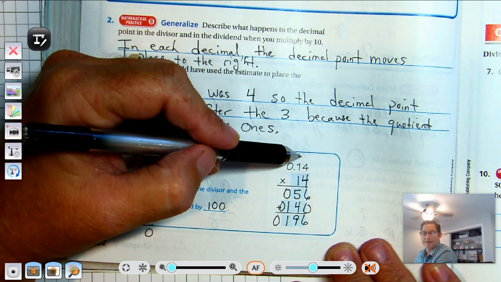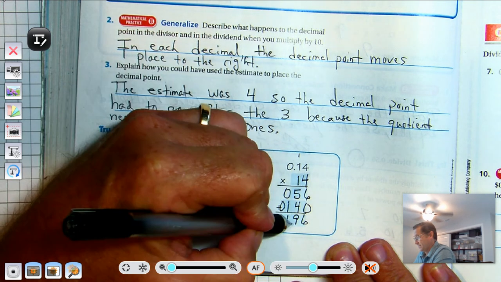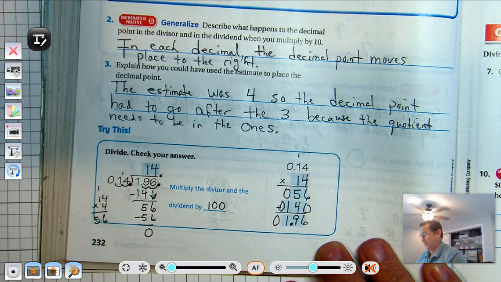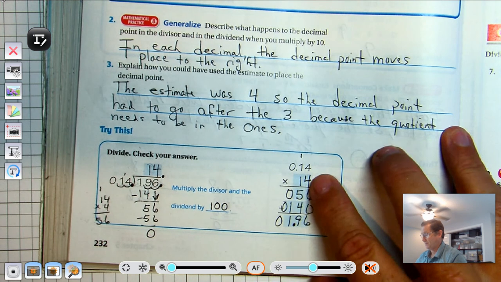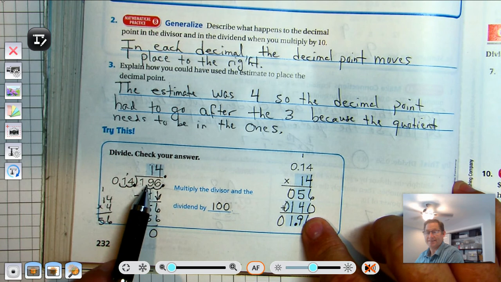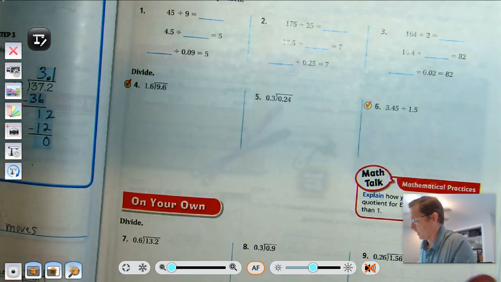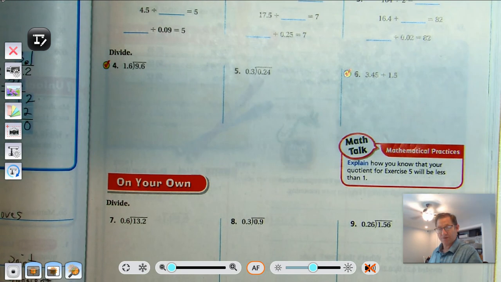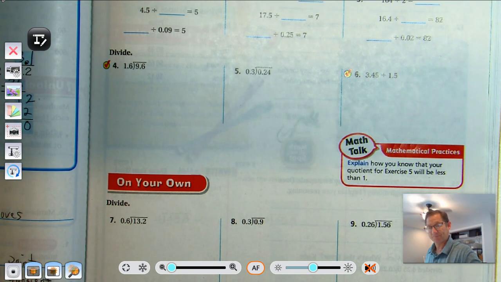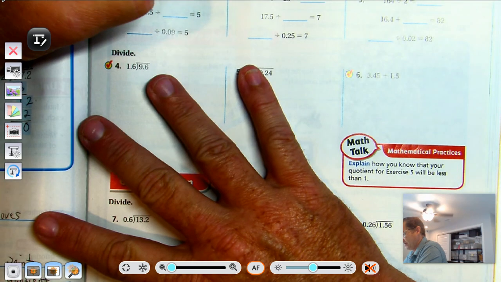Whole number times a number in the hundredths, we have to have a number in the hundredths. So 14 hundredths times 14 gives us 1.96, which is what we started with. All right, 233, number 1. So 45 divided by 9, that's just a basic math fact, and we know that answer is 5.